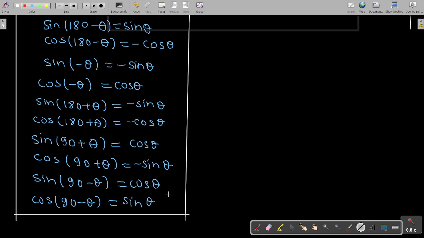Tan is nothing but the ratio sine over cos. So if both are positive or both are negative, then tan will be positive. If one of them is positive and one of them is negative, tan is negative. You can find out tan when you can find out sine and cos.